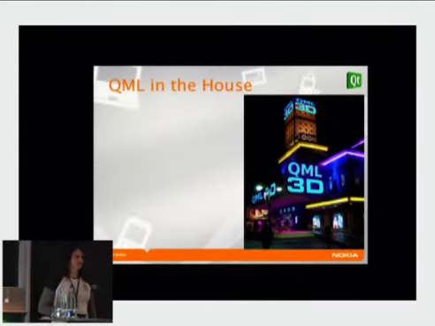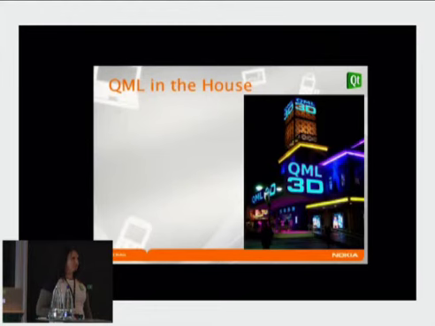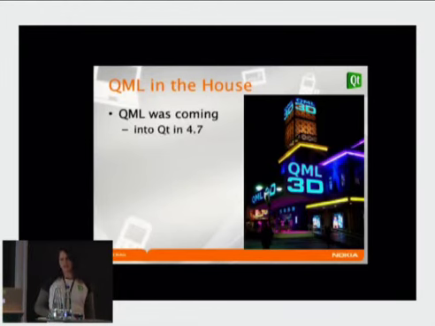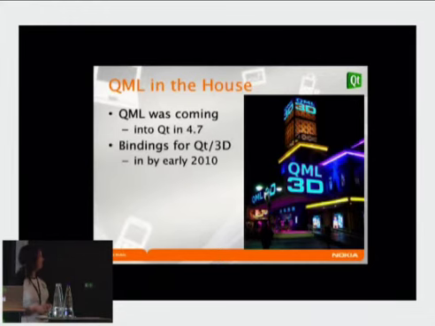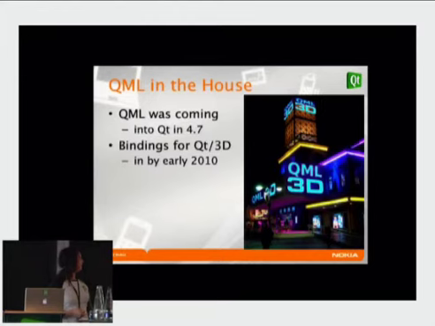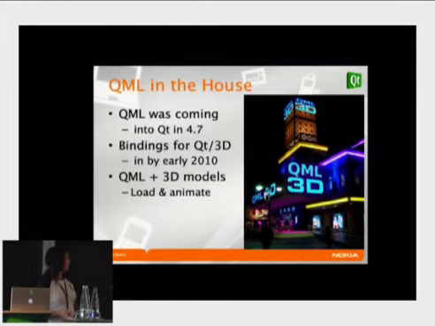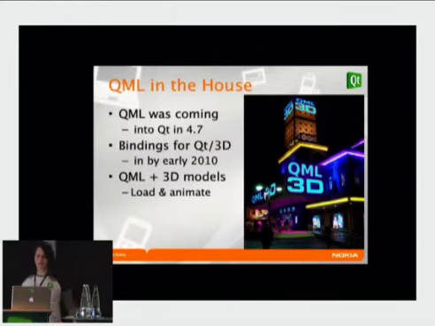And then, of course, QML arrived. 4.7 was coming on the track, and it was the next big thing. So we did some hacking over Christmas, and by early this year, we discovered that it wasn't that hard to put some bindings in for our Qt3D C++ and make it possible to actually load and even animate, by applying some of the typical QML animations to these 3D models that we were loading up. And it was kind of exciting.